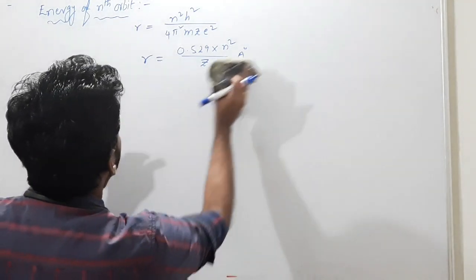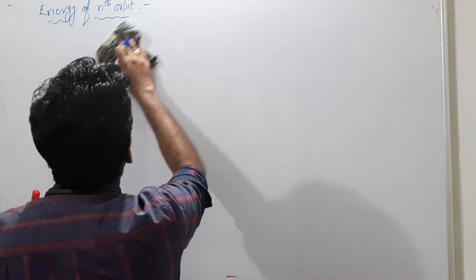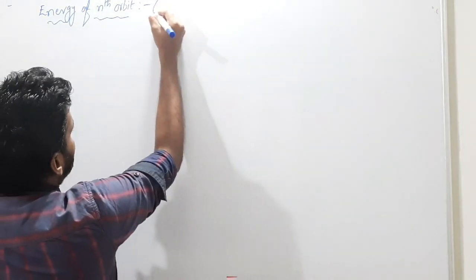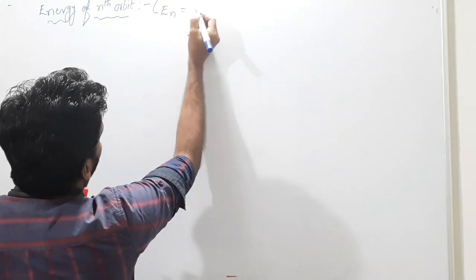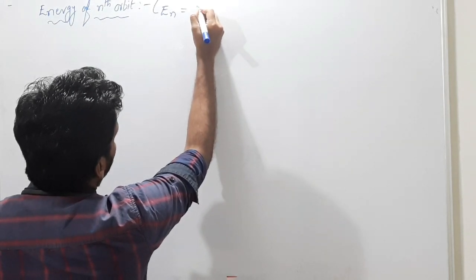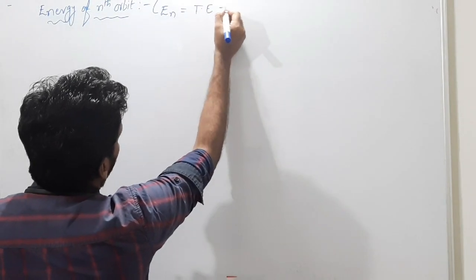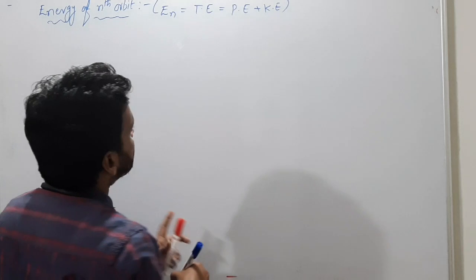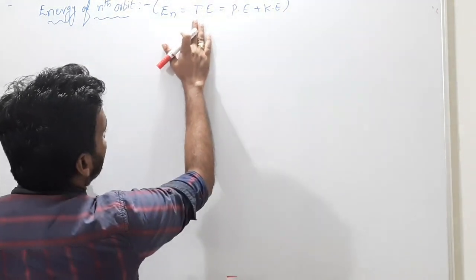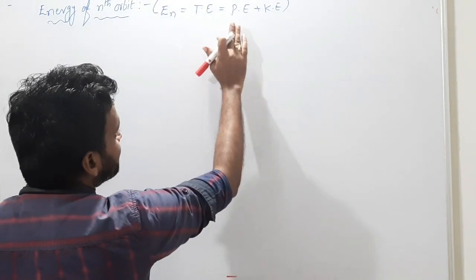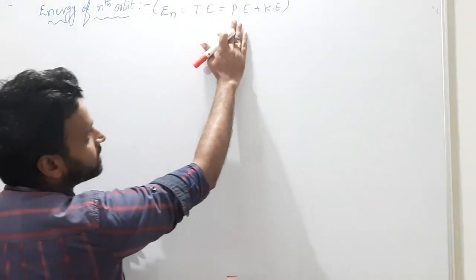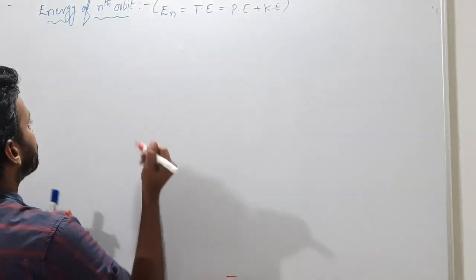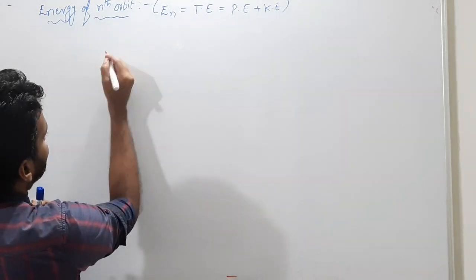Now after radius we have to discuss the energy of nth orbit. Okay, so for the energy of nth orbit we use En, and this is equal to the total energy, or potential energy plus kinetic energy. Actually this is the total energy of nth orbit. The energy of nth orbit is equal to the sum of the potential energy and the kinetic energy. So what is the potential energy and what is the kinetic energy?